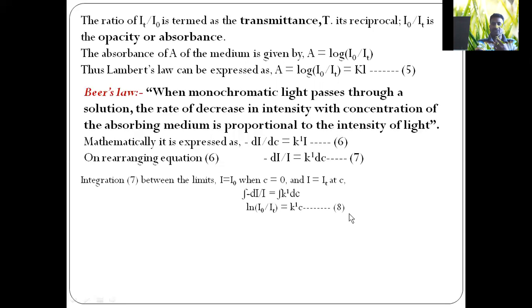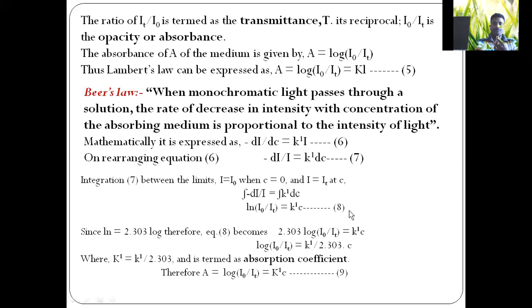This is equation number 8. By changing into common logarithms, equation number 8 becomes 2.303 log of I0 by IT is equal to k dash C. Log of I0 by IT is equal to k dash divided by 2.303 into C. Here, small k dash divided by 2.303 is equal to capital K dash, and it is termed as absorption coefficient.